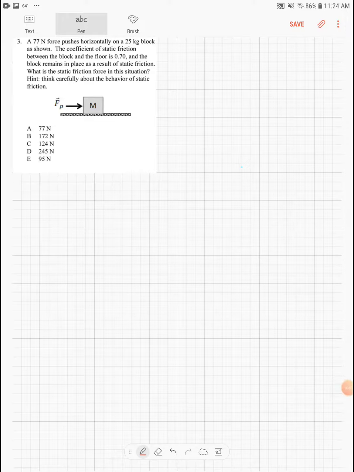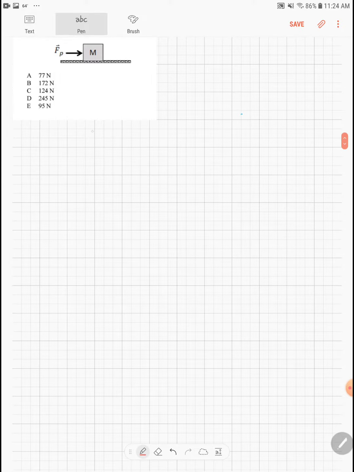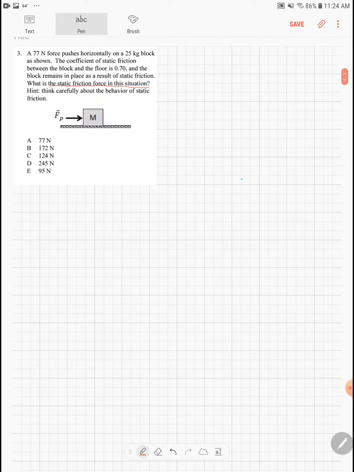Okay, we'll start with this problem where what we need to do is to find the static friction force in the situation when we apply some force of the push to the block but the block doesn't move. Okay, so let me redraw this diagram once more.